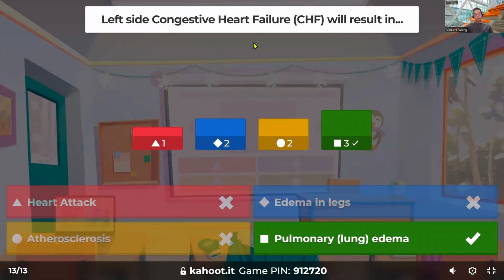Left side congestive heart failure means your left side of the heart is not emptying completely, and you have to think about what's feeding blood to the left side of the heart, right? It's the pulmonary vein that's feeding the left side of the heart. So if you have a backlog in the pulmonary veins, it will lead to a backlog in the lungs, causing your lungs to have a swelling, right? Edema, fluid accumulation. So that is the answer.